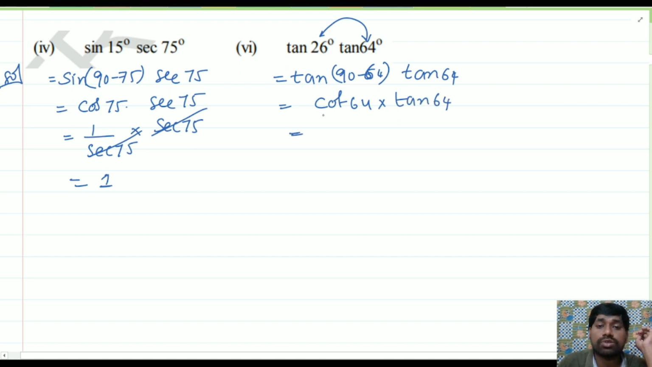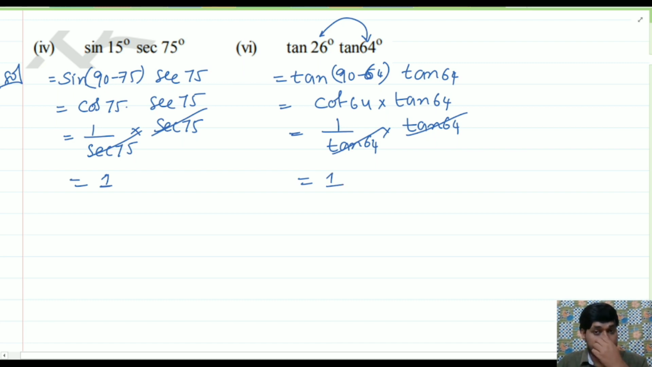Cot can be written as 1 by tan. So it is 1 by tan 64 into tan 64. Both get cancelled and it becomes 1. I hope you understood these kinds of problems, right? Let us see.